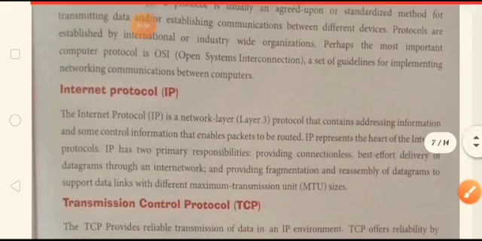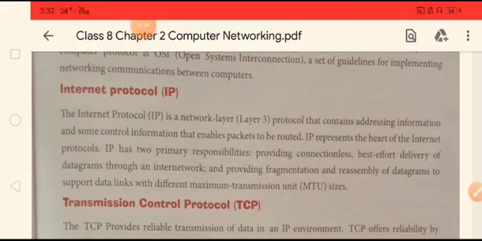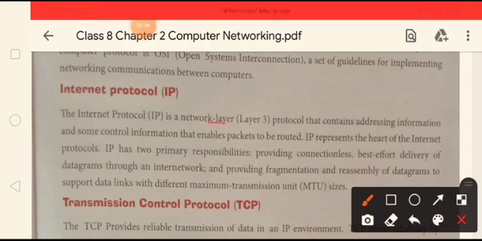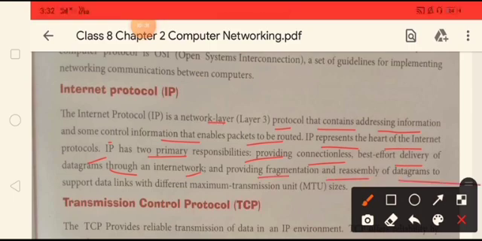Okay, now the first one is Internet Protocol. The Internet Protocol is a network layer 3 protocol that contains addressing information and some control information that enables packets to be routed. IP represents the heart of the Internet protocols. IP has two primary responsibilities. First one is providing connectionless best effort delivery of datagram through an internetwork and providing fragmentation and reassembly of datagrams to support data links with different maximum transmission unit sizes.